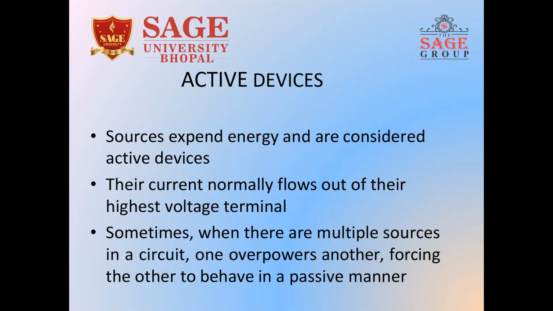And active devices are those devices capable of delivering energy independently for an infinite duration of time. Here are some examples. Voltage sources and current sources are the best examples of active devices. Sources that expend energy are considered active devices. Their current normally flows out of their highest voltage terminal, and sometimes when there are multiple sources in a circuit, one overpowers another, forcing the other to behave in a passive manner. So this is an active device.